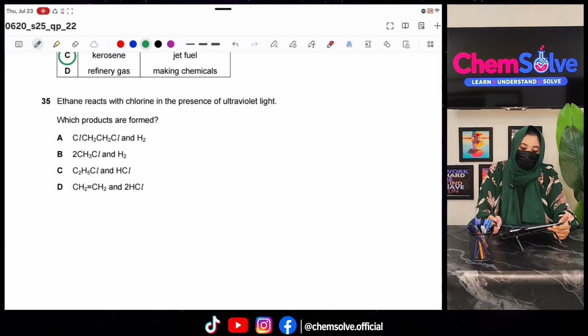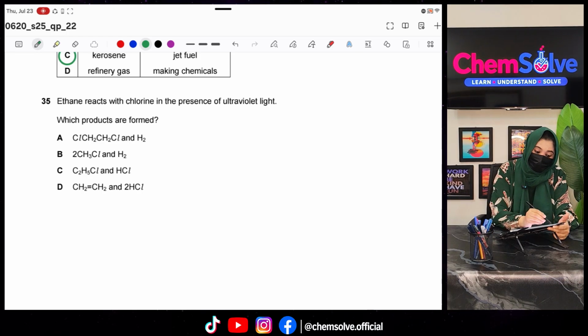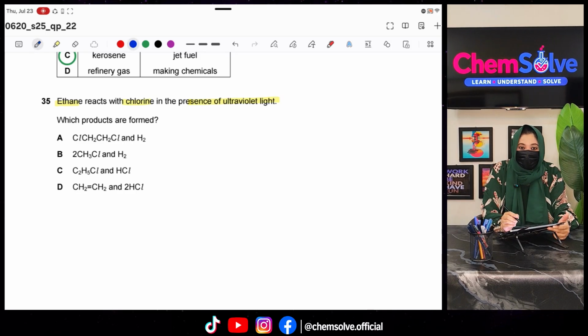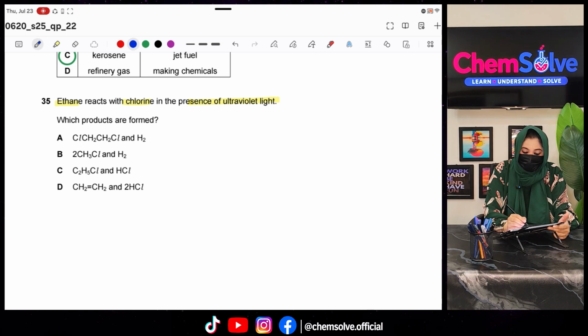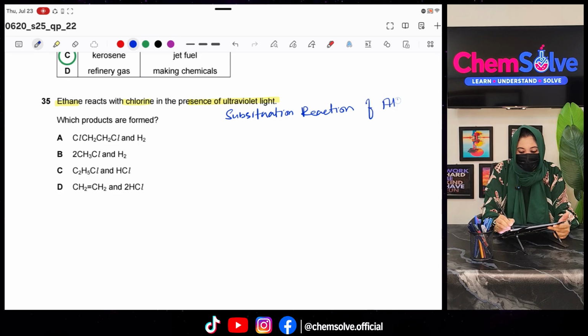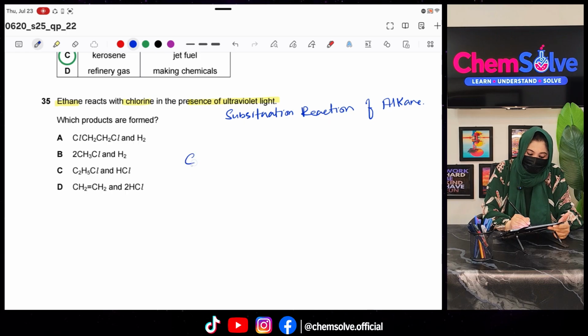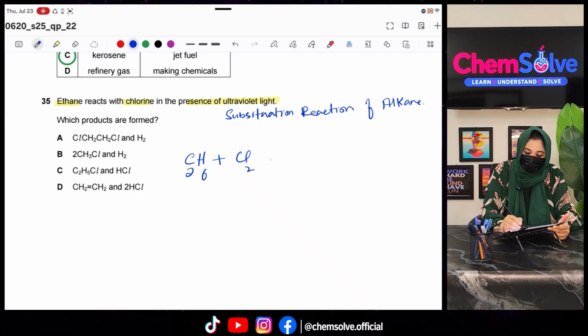Okay, coming towards the next question, question number 35. Ethane reacts with chlorine in the presence of ultraviolet light. So this reaction is the substitution reaction of alkanes. So let's do this. Ethane is C2H6. All right. And we will take chlorine like this. So what will happen?